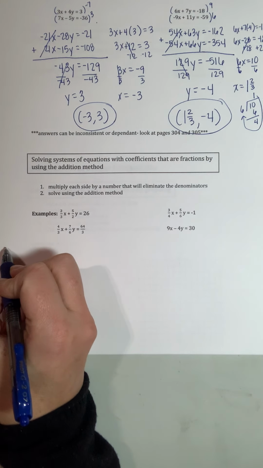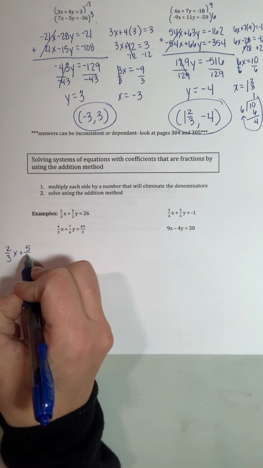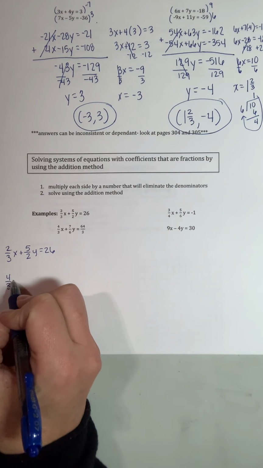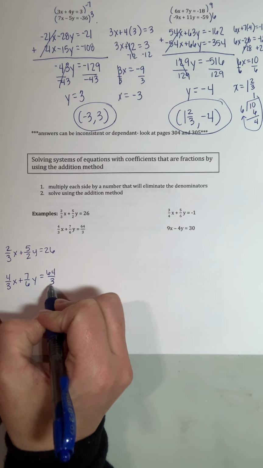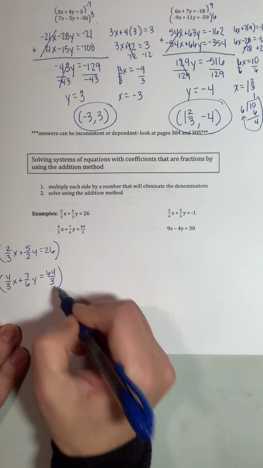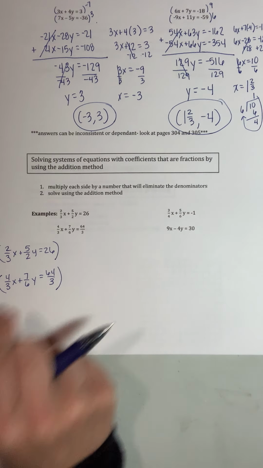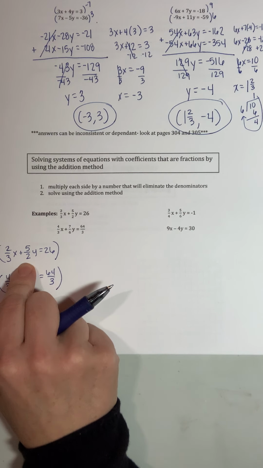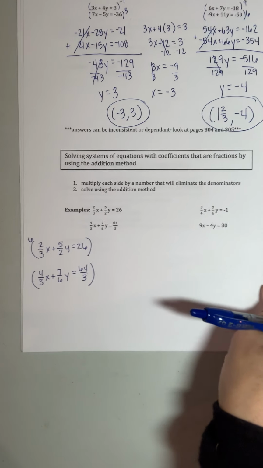So if I have 2/3 x plus 5 over 2y equals 26, and 4/3 x plus 7 over 6y equals 64 over 3. Okay, I'm going to multiply the top equation and the bottom equation by something that will get rid of the 3 and the 2, and then something that will get rid of the 3 and the 6. So ask yourself, is there a number that both 3 and 2 can go into? And that answer is 6.